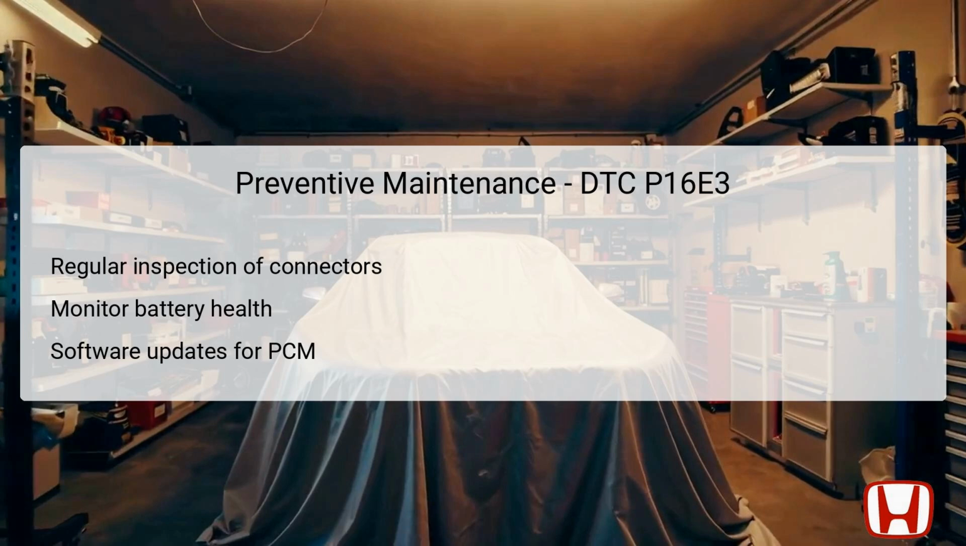Additionally, monitoring the health of the battery can prevent deterioration and disconnects caused by weakness or failure. Periodic software updates for the PCM are similarly important, as manufacturers often provide updates that optimize performance and address any known issues. Implementing these maintenance strategies helps in ensuring the vehicle runs efficiently and recognizes any issues immediately.